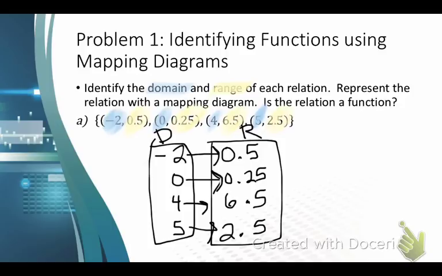A mapping diagram is simply a way to show the range that each domain is connected to with arrows. Now, a way to actually say then that this is a function.